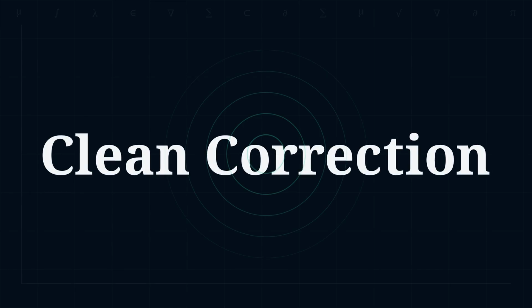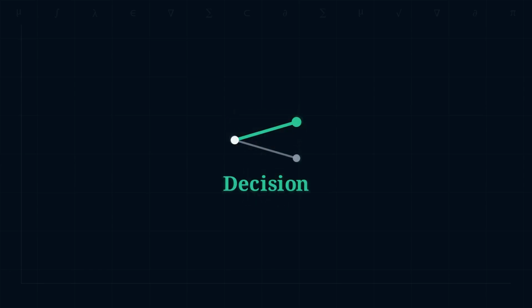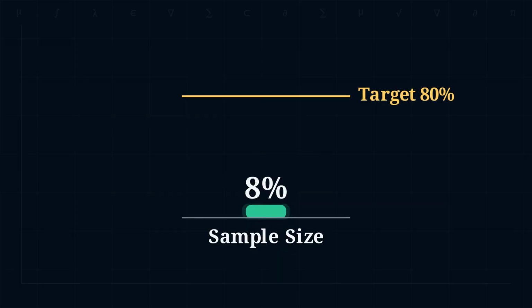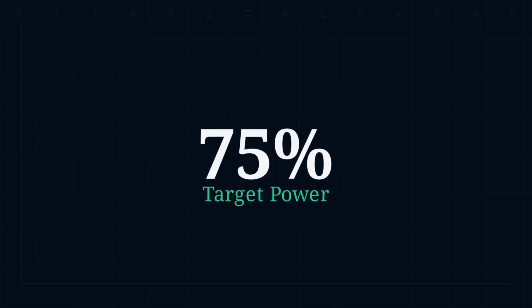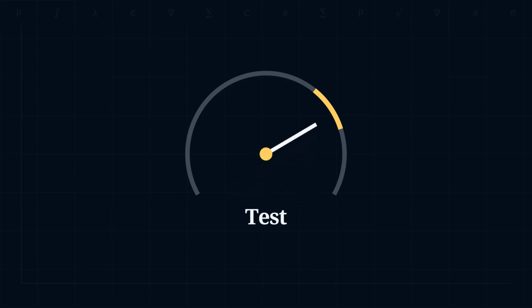There's a clean correction. Decide before the data what effect size matters for your decision, not what effect you hope to brag about. Use that to plan a sample that reaches a target power, like 80%, at the threshold you can justify. Now your test is tuned to what you care about, not to an arbitrary ritual.